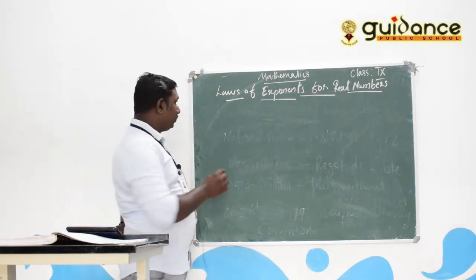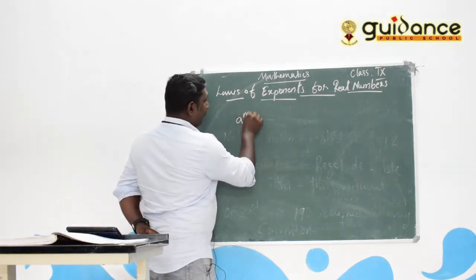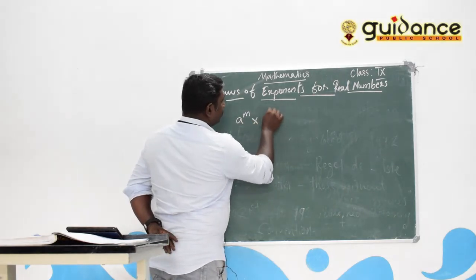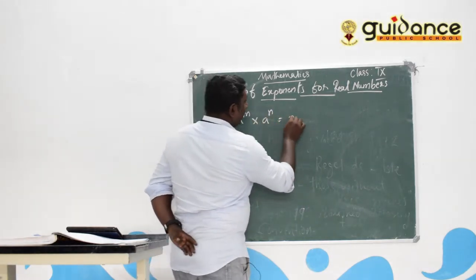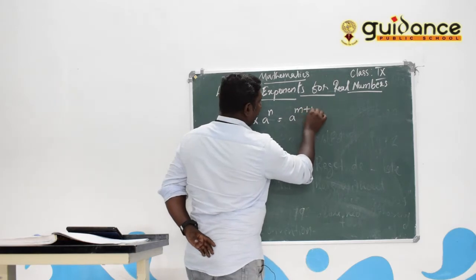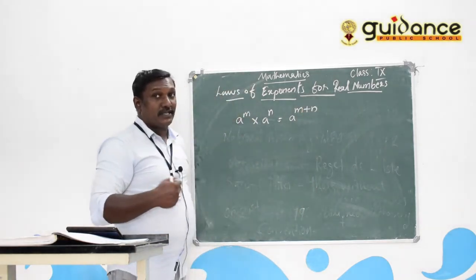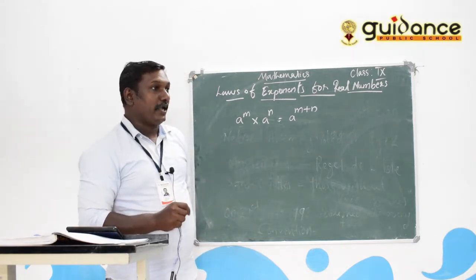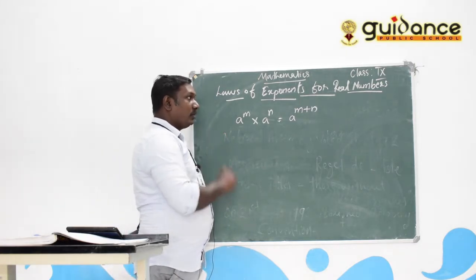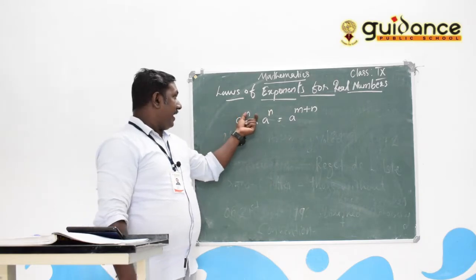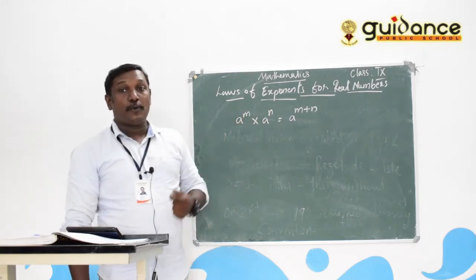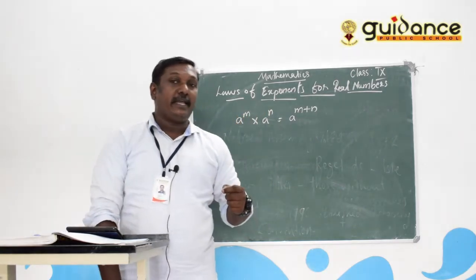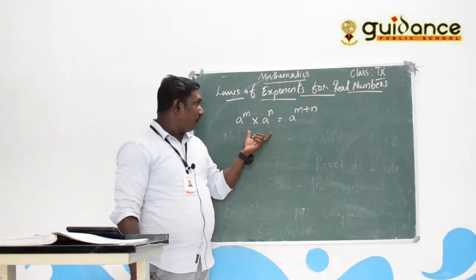The first expression you studied: a raised to m into a raised to n is equal to a raised to m plus n. From 7th standard onwards we are studying these equations. a raised to m into a raised to n equals a raised to m plus n. m and n we can call the exponents of a.